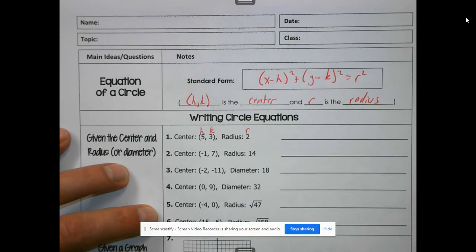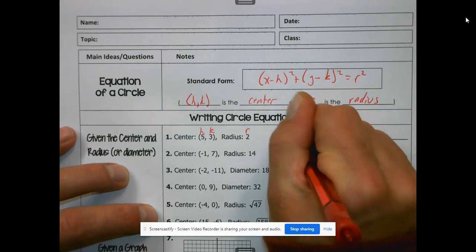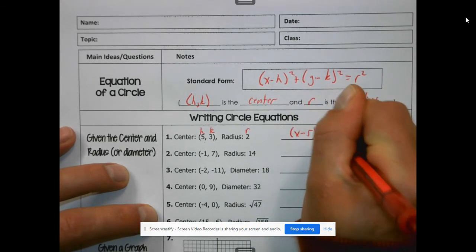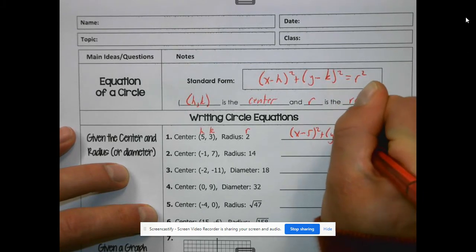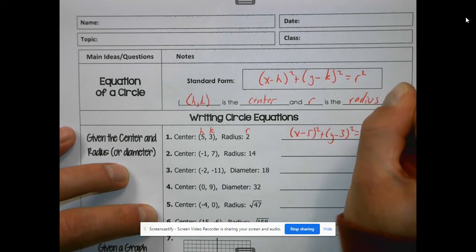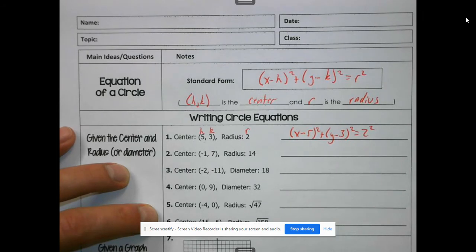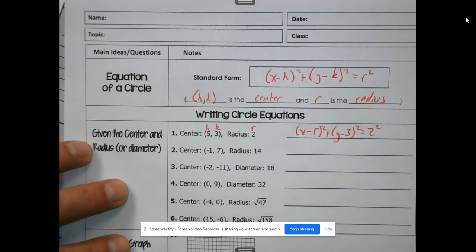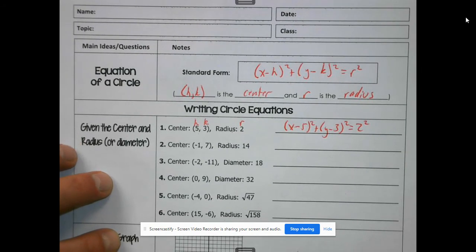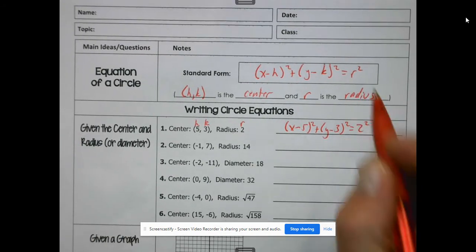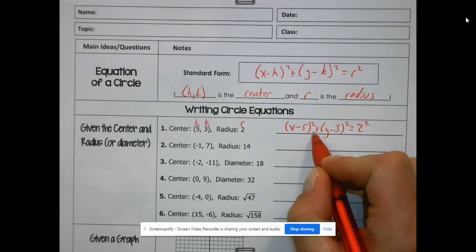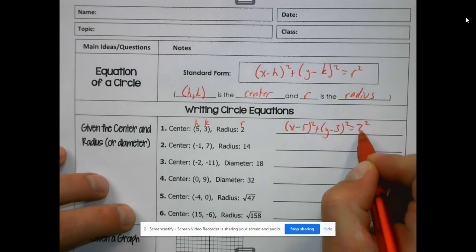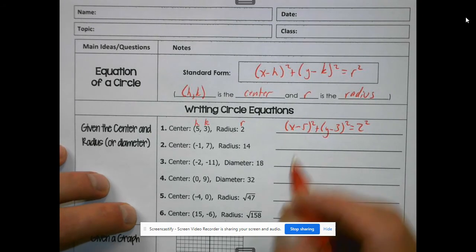Don't do any work. So if you plug them in, we'd have (x - 5)² + (y - 3)² = 2². If you wanted to do one thing, you could simplify the 2 squared, and that would be 4. On the quiz, I'm not sure how it's going to give you the multiple choice answer, but just know if you wanted to simplify this equation, all you have to do is square the 2 to get 4, okay? But I'm going to leave it like this to show you where the pieces are plugged in.